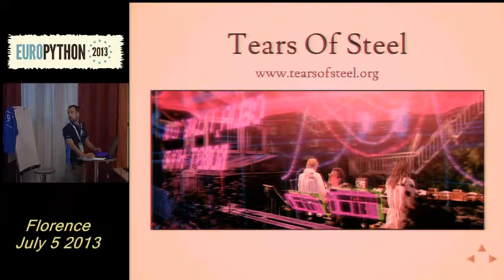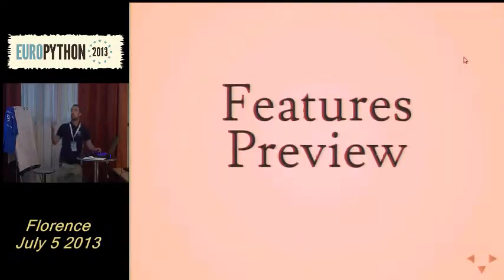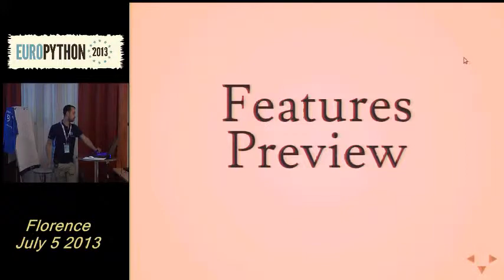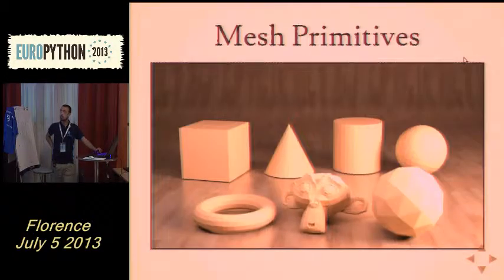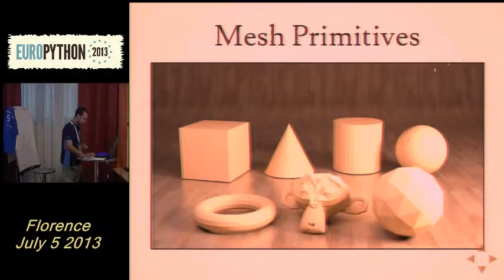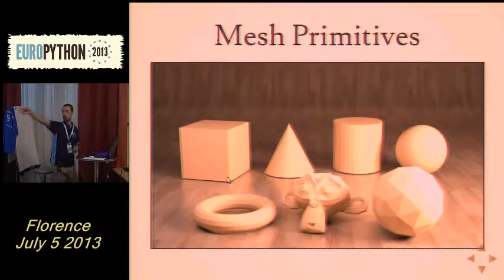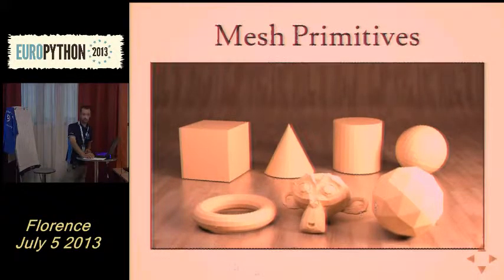And I want to give you, before we start, a very, very fast feature preview. So, mesh primitives. Like every 3D modeling tool, of course, you need mesh primitives that you can use as a base to build more complex objects. So you have the cube, the cone, cylinder, sphere, torus, and icosphere. And you have this nice monkey head, which is called Suzanne.